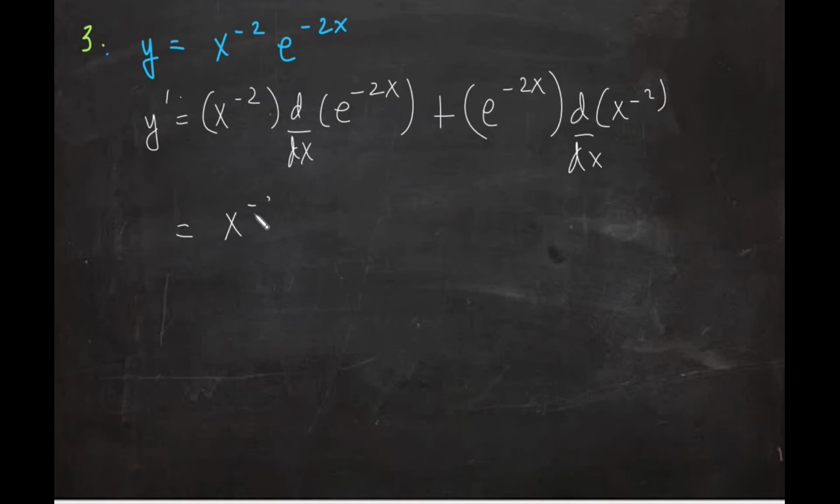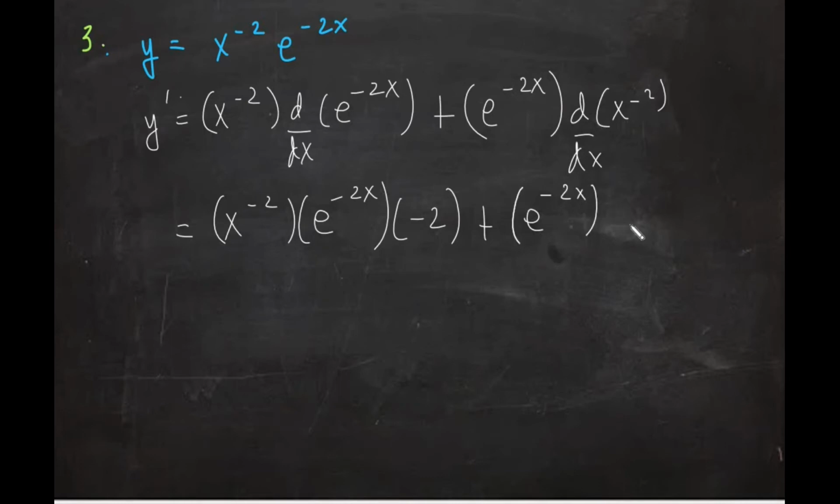Okay, so we have x raised to negative 2 times the derivative of e raised to negative 2x, so we have e raised to negative 2x, then the derivative of our u here, which is negative 2x. So we'll just have negative 2. And then we have e raised to negative 2x, then the derivative of our x raised to negative 2, so that would be negative 2x raised to negative 3.